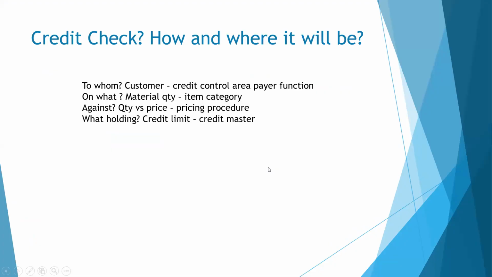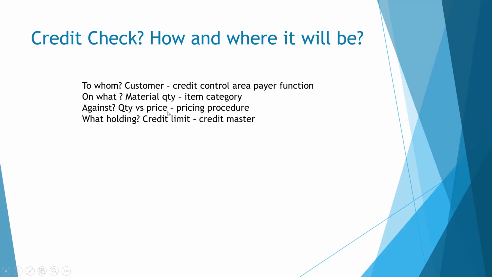Let's try to recap what you have learned till now. To whom are we giving credit limits? That is controlled with the payer partner function via the credit control area. And which materials are eligible for credit limits? That is controlled by the item category, credit active.